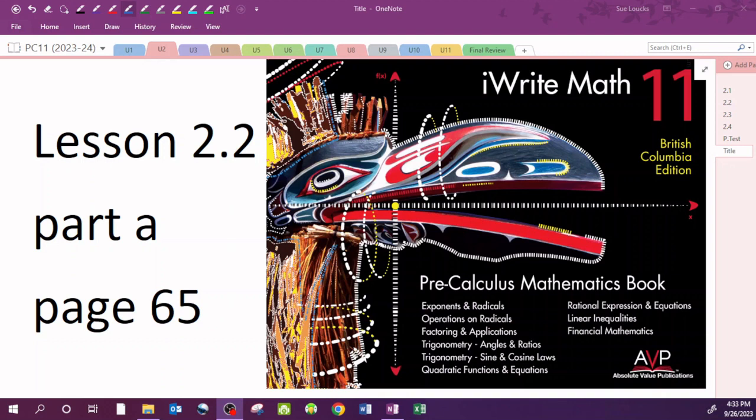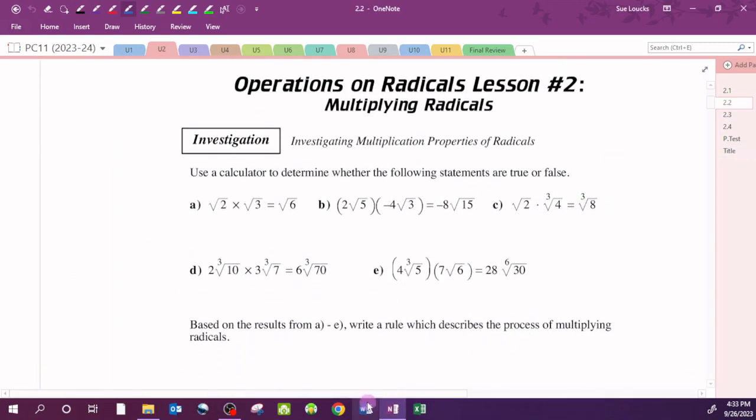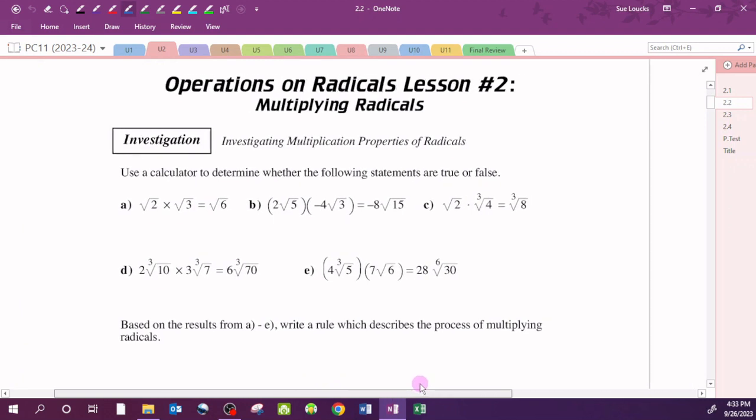This is Pre-Calculus 11, Lesson 2 on multiplying radicals. This is the first video on page 65. And so we are continuing with our operations on radicals. This is multiplying. So use a calculator to check and see which of these are true and which of these are false.